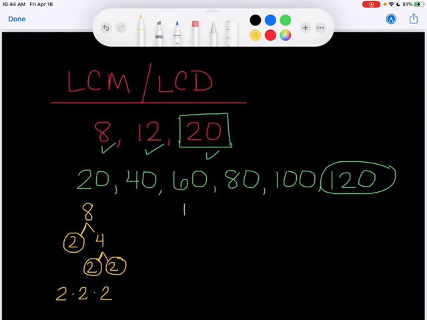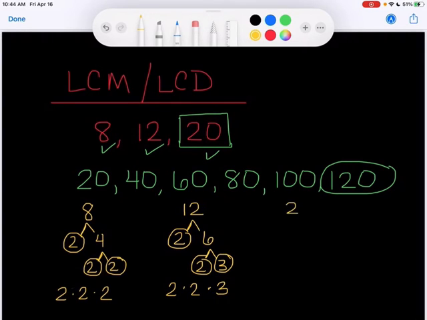Now I'm going to do this for 12. Well, I'm going to do 2 times 6, circle the 2, and then 6 is 2 and 3. So the prime factorization for 12 is 2, 2, 3. Now I'm going to do it for 20. I'm going to do 4 times 5. 5 can't be taken any further, but 4 is 2 times 2. So the prime factorization for 20 is 2 times 2 times 5.